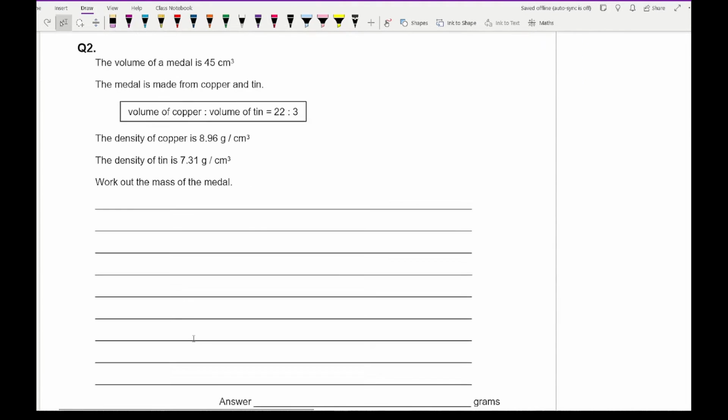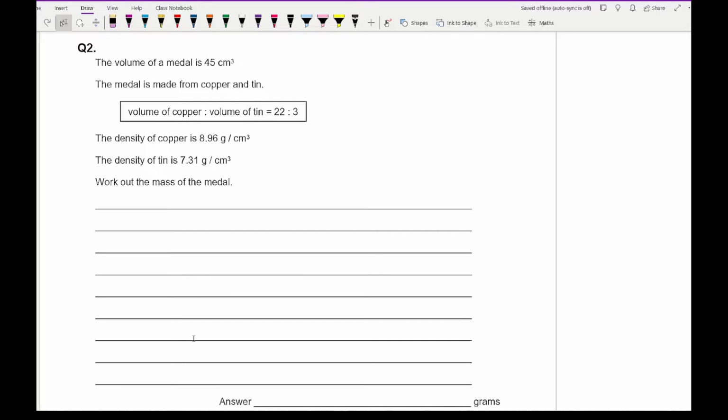Moving on to question 2, it says that the volume of a medal is 45 centimetre cubed. The medal is made from copper and tin. The volume of copper to the volume of tin is in the ratio 22 to 3. The density of copper is 8.96 grams per centimetre cubed, and the density of the tin is 7.31 grams per centimetre cubed. And the question is asking us to work out the mass of the medal.